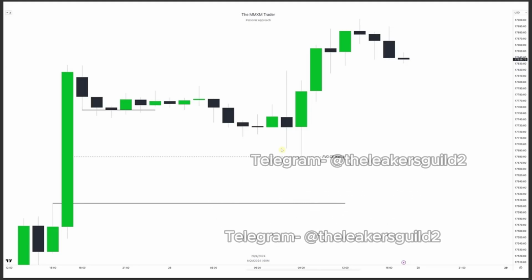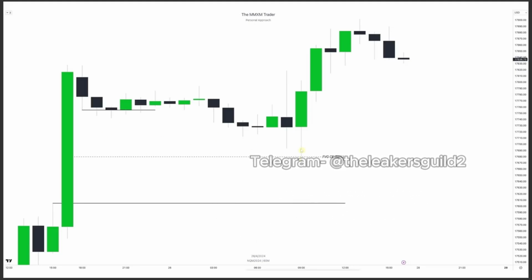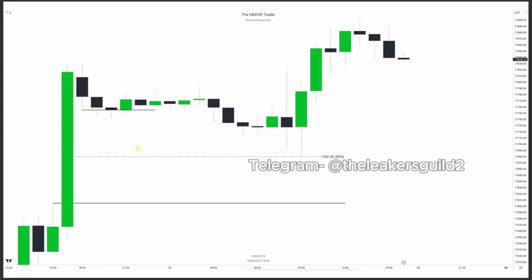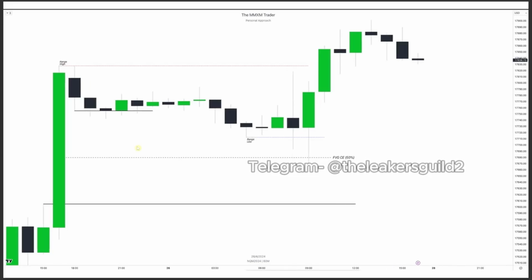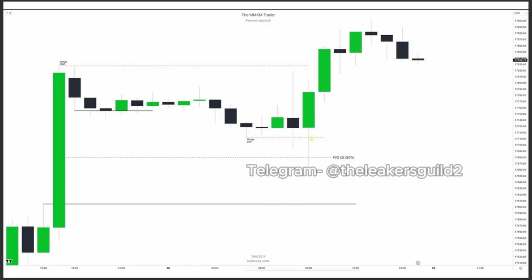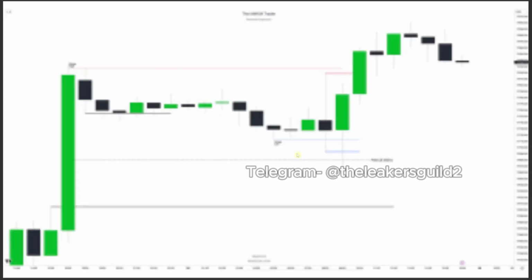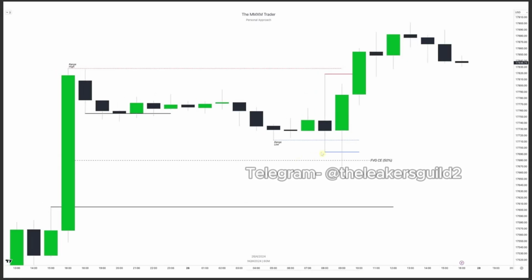So if you zoom in a little bit more, we've got this 60-minute chart, the 1-hour chart of Nasdaq. We can see price action over here dipping in the fair value gap CE, which is the 50% level of that fair value gap. So let's outline the range we're trading with. We've got the range high up here, and then this range low gets purged. So what timing do we get over here? We can outline this candle's range low and the candle range high.